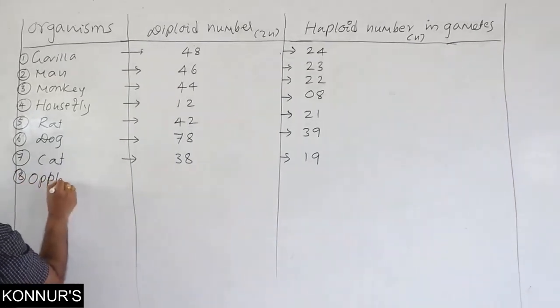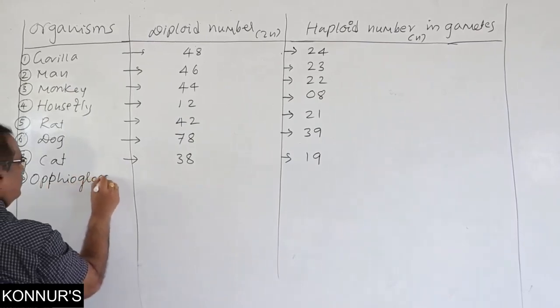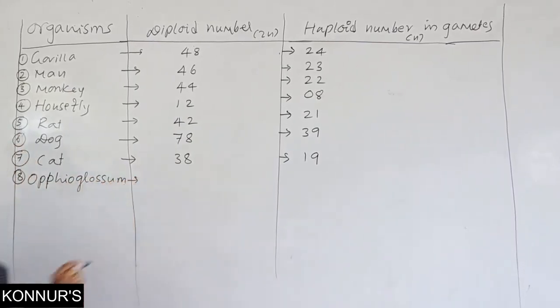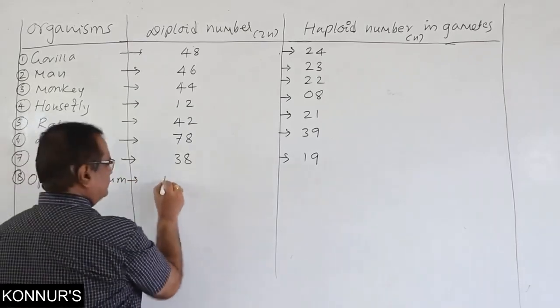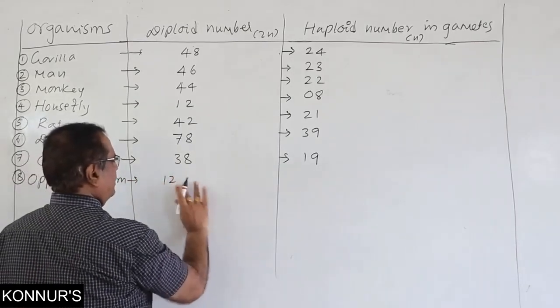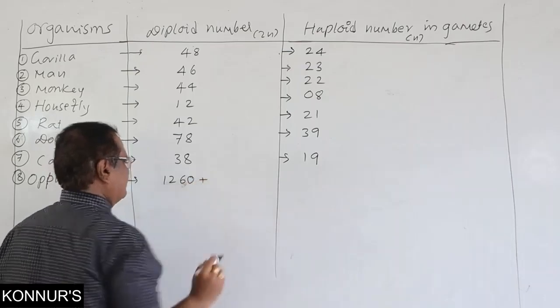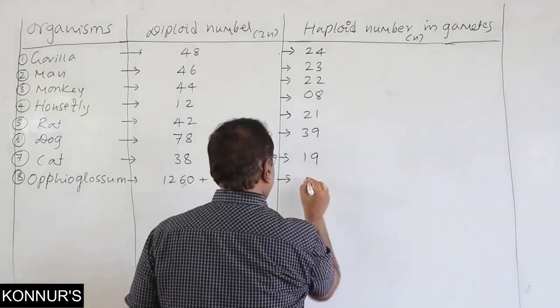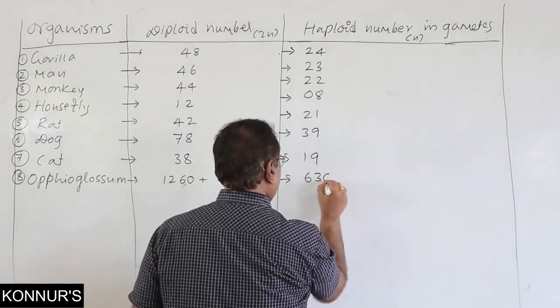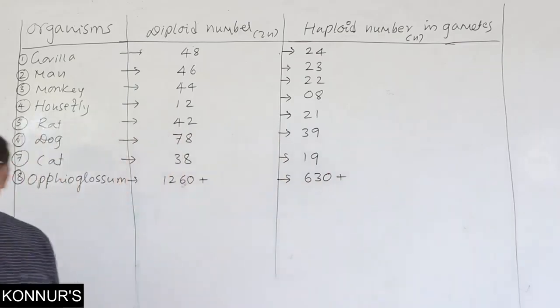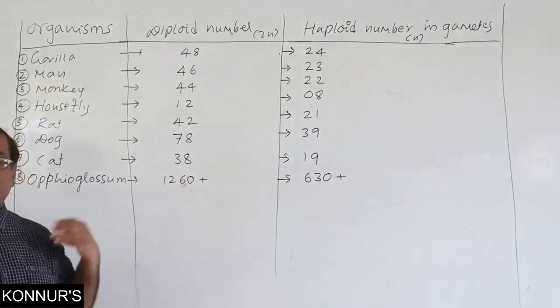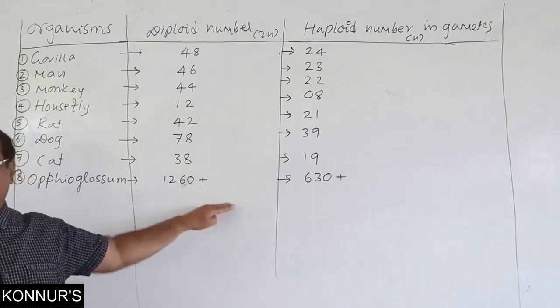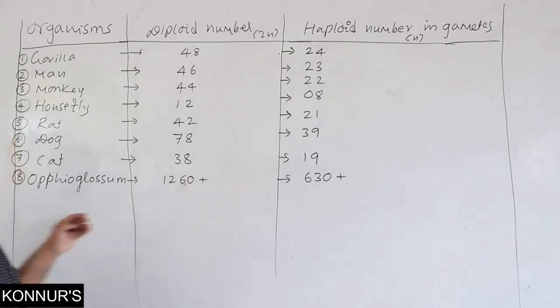Ophioglossum, a pteridophytic plant, 1260 plus diploid number, in their gametes, 630 plus. The variation in chromosomal number is going on, and the highest number of chromosomes we could notice is in this Ophioglossum.